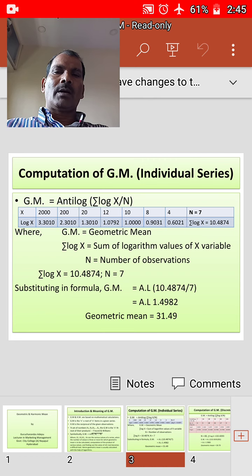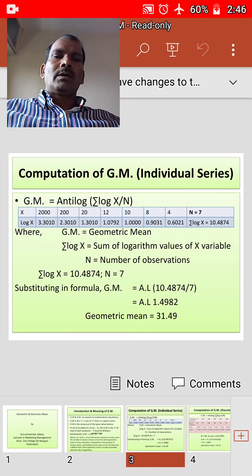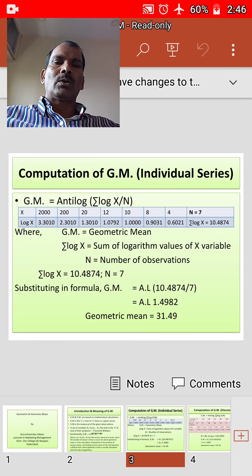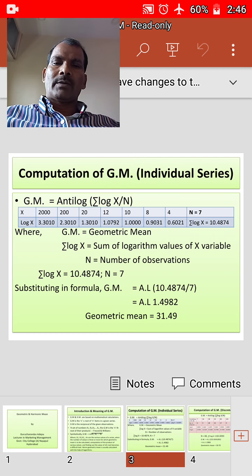Log 2000 will be 3.3010. If we observe the logarithmic table, we will find these values. Log 200 is equal to 2.3010, log 20 is equal to 1.3010, log 12 is equal to 1.0792, log 10 is equal to 1.0000, log 8 is equal to 0.9031, log 4 is equal to 0.6021, and if you sum these log x values, sigma log x will be 10.4874.